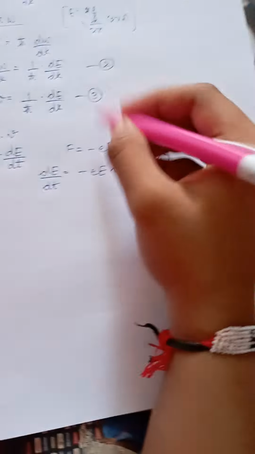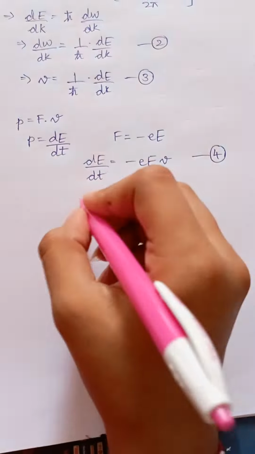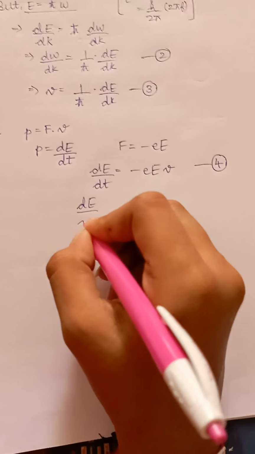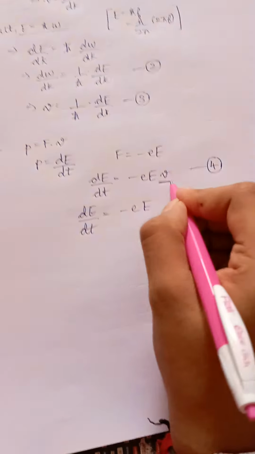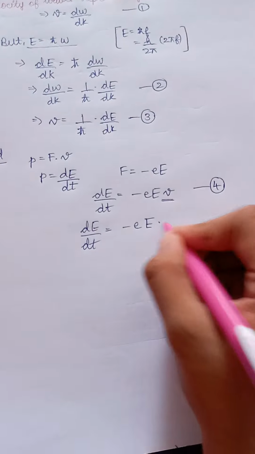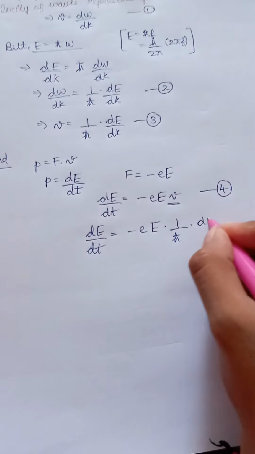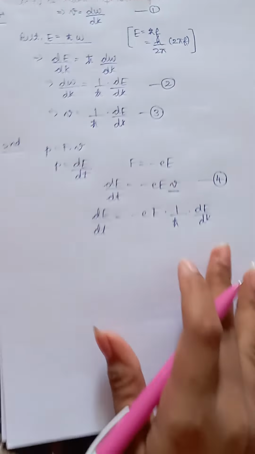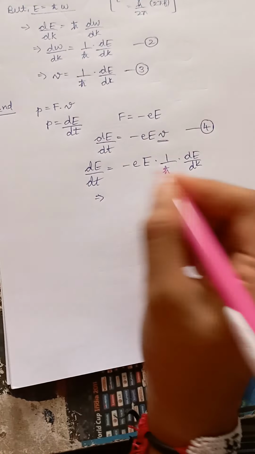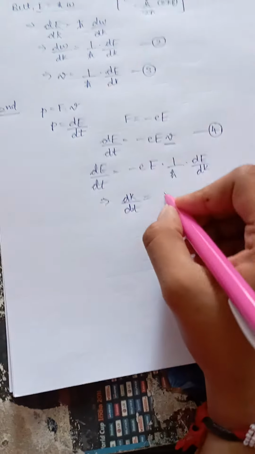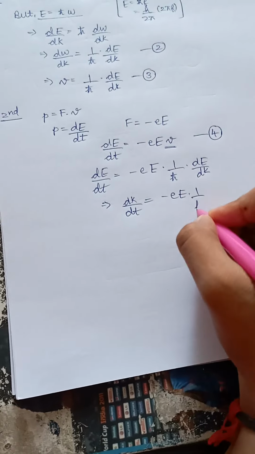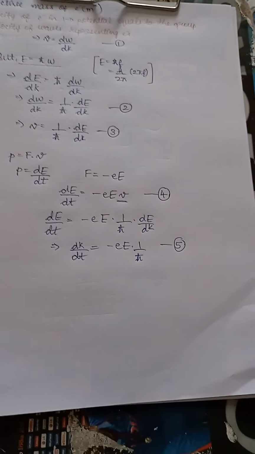Now if we compare these two equations, we can write dE/dt is equal to minus eE, and instead of V I am substituting the third equation, that becomes 1 by ħ into dE/dk. So now I can write dk/dt, this term will get cancelled, equal to minus eE into 1 by ħ. This is our fifth equation. I hope all the five equations we wrote are clear to you.